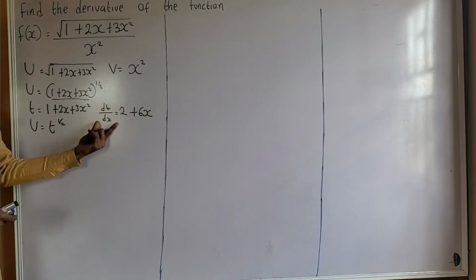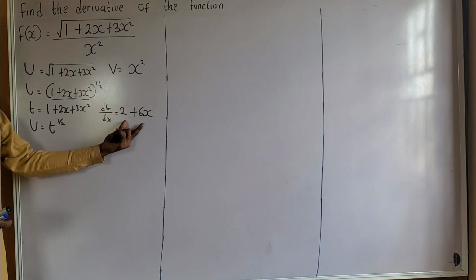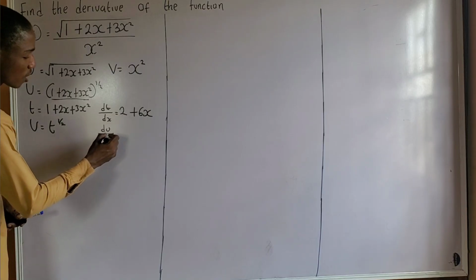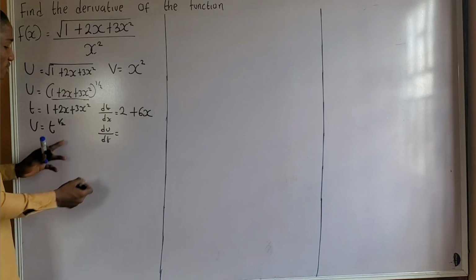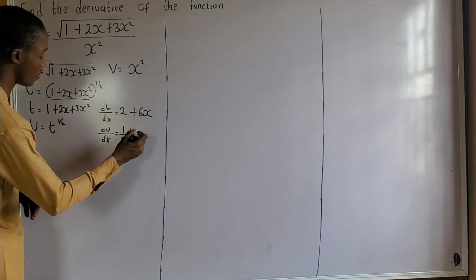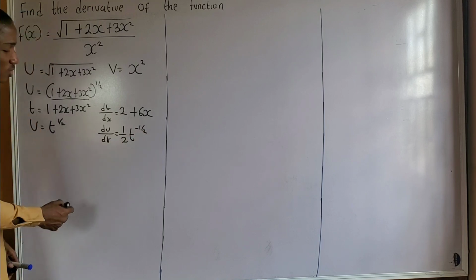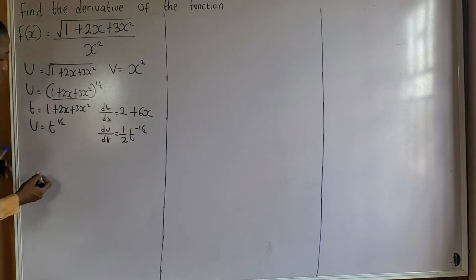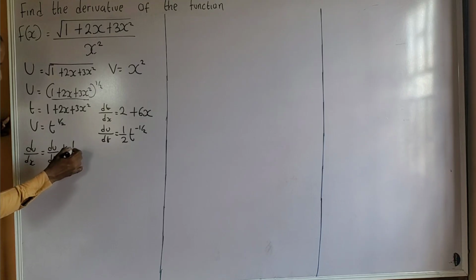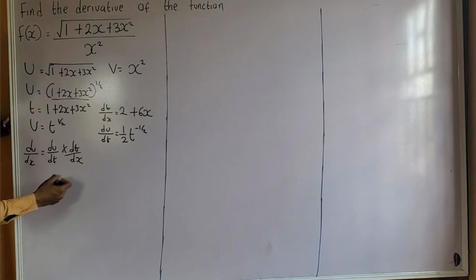So we've already taken the derivative of the inner function. We also need the derivative of the outer function, which is t raised to the power of 1 over 2. So for this, I'm going to have du all over dt equals, differentiate t raised to the power of half, I'm going to have 1 over 2 t raised to the power of negative 1 over 2, right? So du all over dx will be equal to du all over dt multiplied by dt all over dx. Do you understand?